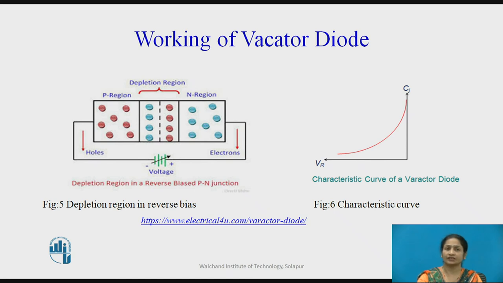Now, the working of the varactor diode. As we said, the diode is connected in reverse bias. The holes from the P region move towards the negative terminal of the battery and the electrons move towards the positive terminal of the battery, due to which the depletion region goes on increasing. As the distance between the two regions, D, goes on increasing, the junction capacitance goes on decreasing. So in the characteristics graph, as the reverse bias increases, the junction capacitance value goes on decreasing.